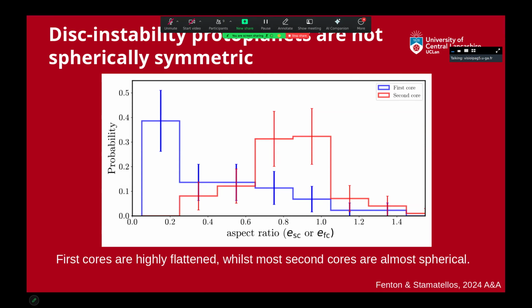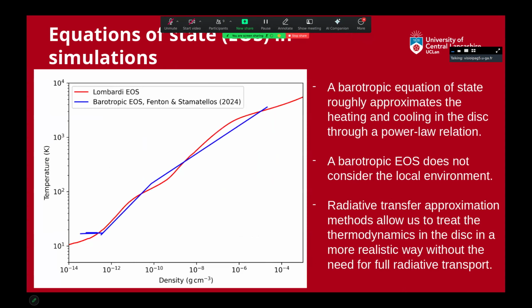So you can see the blue, the first cores tend to be highly flattened and more across this kind of half. And then for the second cores, we have a peak around this 0.8 to 1 region, showing that they tend to be more spherical. And I'll show this again later.